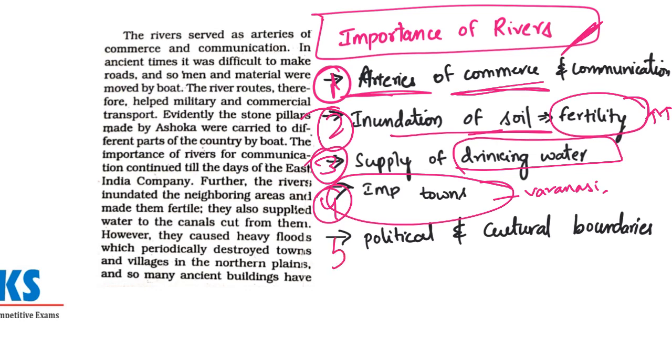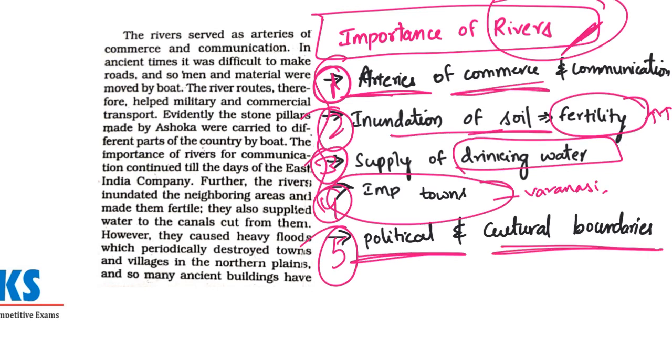So the very important thing about how the geographical importance of rivers has contributed to our history is that they not only provided these four benefits, but sometimes they acted as political as well as cultural boundaries. Just as today we make international boundaries and say this is my place and that belongs to another country, during ancient times these rivers were marked as boundaries between different political as well as cultural regions. Now let us see how they marked these political and cultural boundaries.